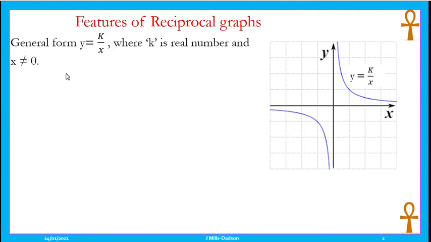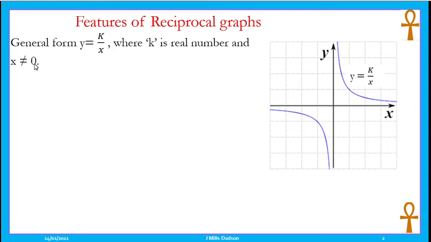First, the general form of a reciprocal graph is y equals k over x, where k is a real number and x is not equal to 0. So this is a typical example of a reciprocal graph, and it's in two sections.